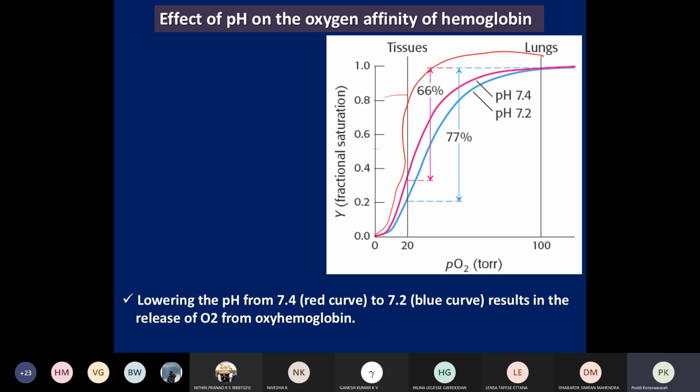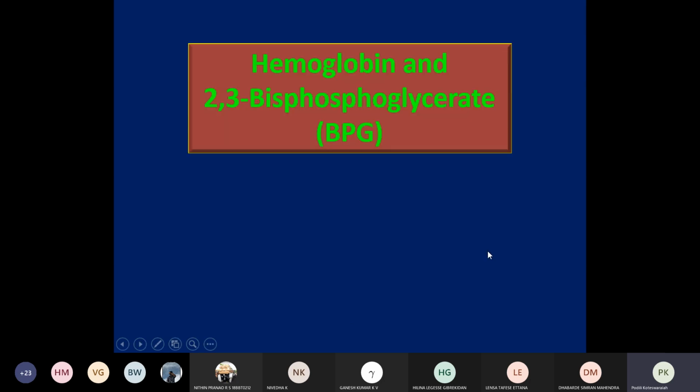For example, to see 50% saturation at lower pH, a higher oxygen tension is required to achieve 50% saturation, whereas at higher pH, a lower oxygen tension is required to see the same 50% saturation. That means the hemoglobin affinity towards oxygen reduces as the pH reduces from 7.4 to 7.2. So this is known as the Bohr effect.